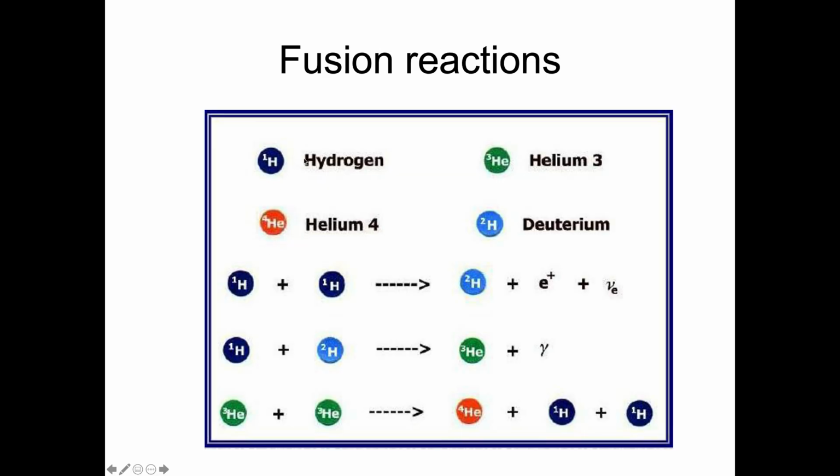But this is how it works. Hydrogen fuses into helium. A hydrogen and a deuterium make a helium-3, and this is energy that can be used. And then we get another helium and 2 hydrogens.